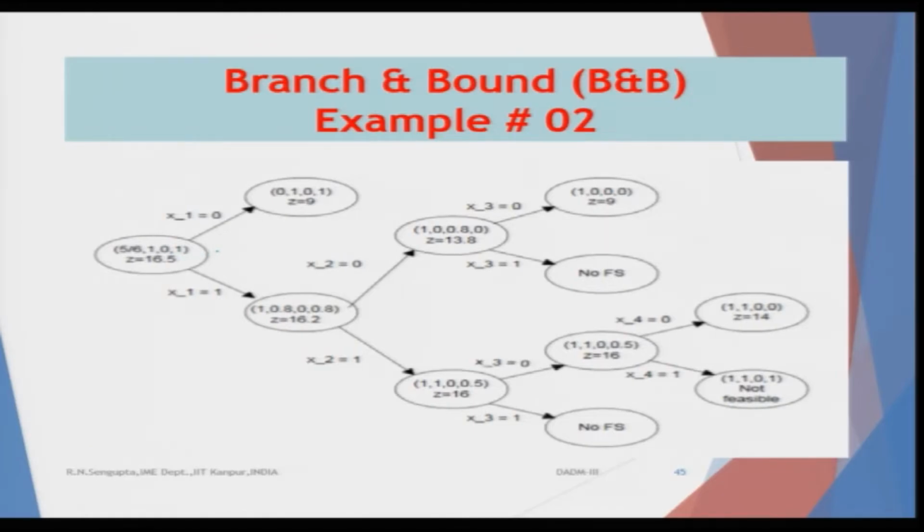So, when I solve the linear programming problem, remember my actual solution is this. I have the values of x1 as 5 by 6, x2 as 1, x3 as 0, x4 as 1, and the z value 16.5. So, now I want to branch. Where do I branch? Remember I told that a few minutes back. I will branch for the values of x1, where x1 is 0 or x1 is 1. So, these are the branches.